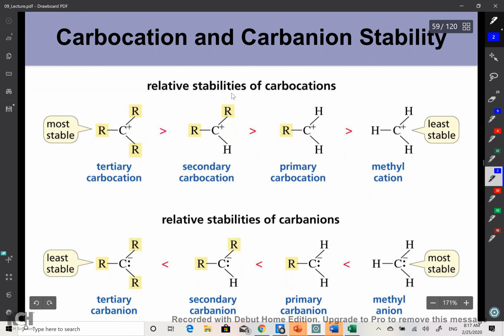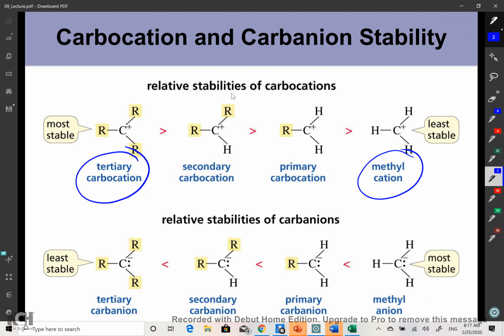So this is a recall of what we just talked about. Carbocation stability: we know that the tertiary carbocation is more stable compared to a methyl or primary carbocation. And I said the reverse is true when you're looking at carbanions. In terms of carbanions, the tertiary carbanion is less stable and the primary or methyl carbanion is more stable. Does that make sense? A carbanion is a carbon with a negative charge.